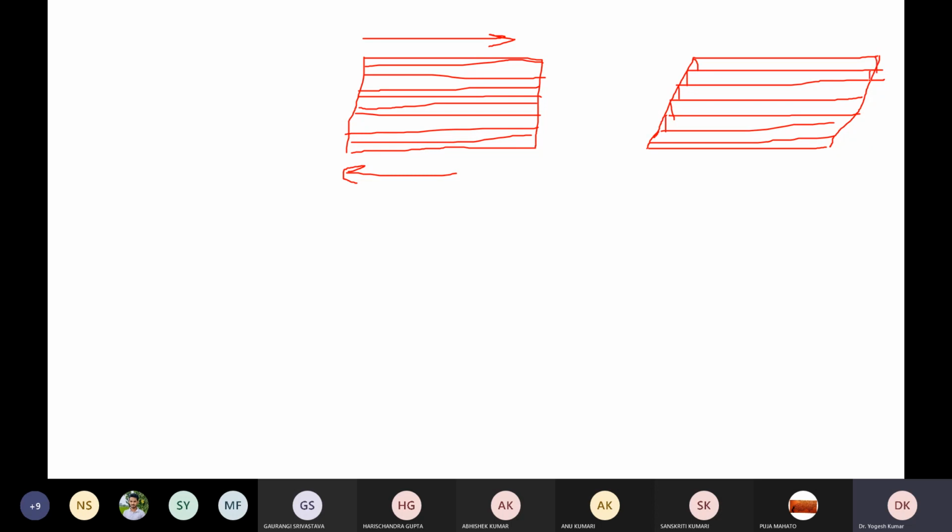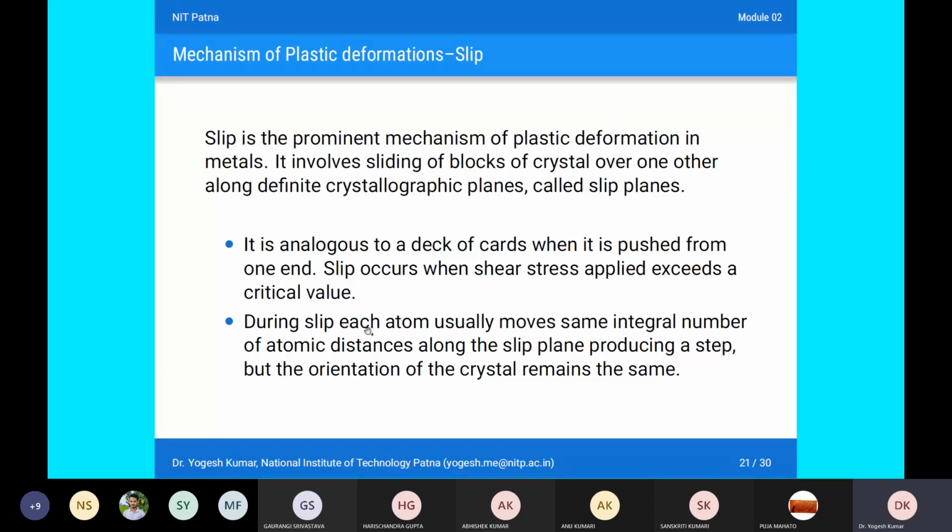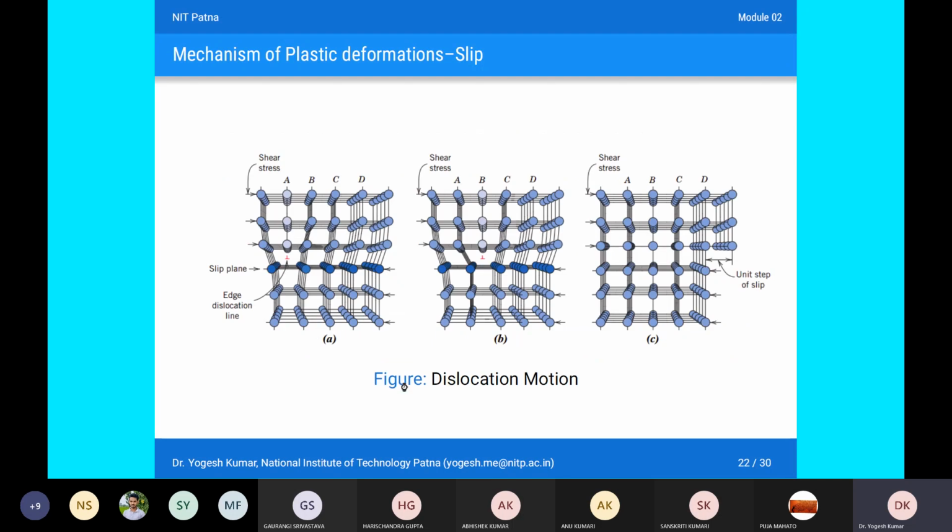Similarly here. Okay, so this is how the slip takes place in your crystal structure. Then during the slip, each atom usually moves the same integral number of atomic distances along the slip plane, producing a step, but the orientation of the crystal remains the same.